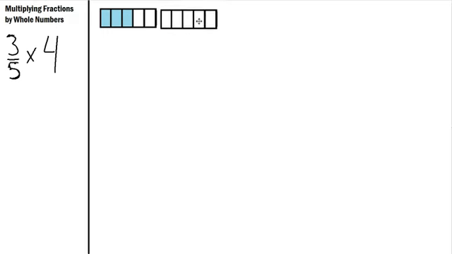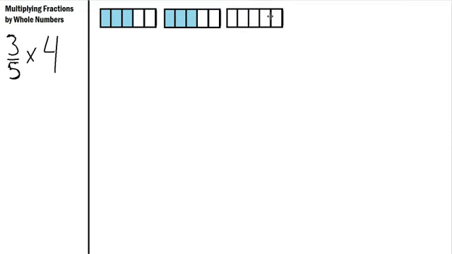Again, 4 groups. So there's 1, 2, three groups, 4 groups that look like that. So that's 3/5 times 4. I'm doing 3/5 4 times, or times 4.